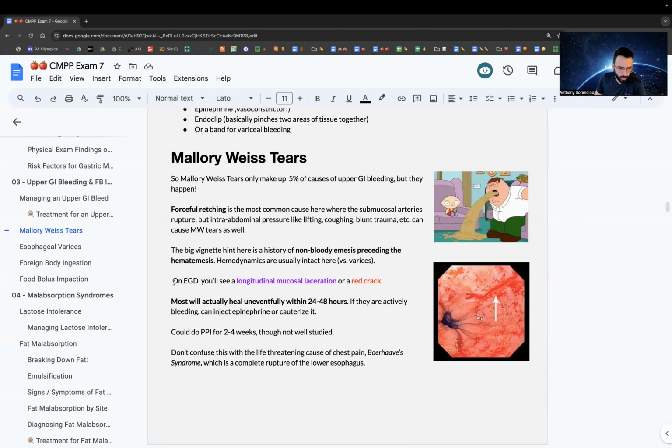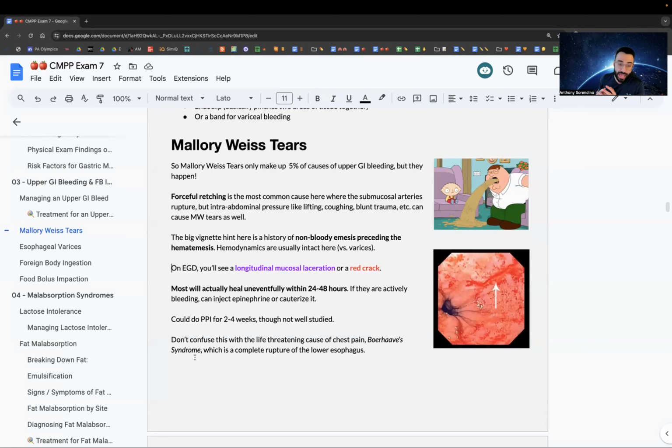All right. On an EGD, you're going to see a longitudinal mucosal laceration or a red crack. Definitely going to be a question. So a longitudinal mucosal laceration or a red crack, it is a Mallory-Weiss tear, if the vignette isn't already clear with how they were vomiting earlier, okay? Most of these actually just heal uneventfully within 24 to 48 hours, all right? If they are actively bleeding, you can cauterize it or give them epi. PPI, not well studied, you can give that to them if you want.